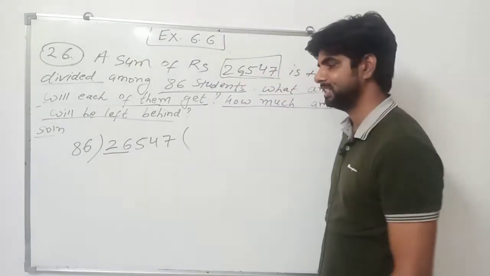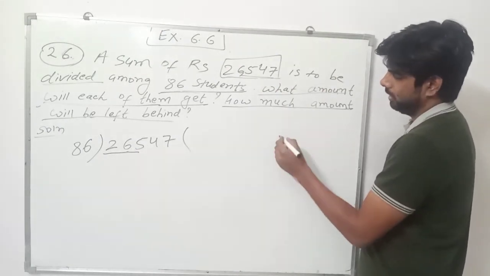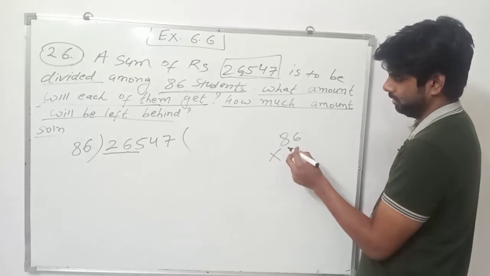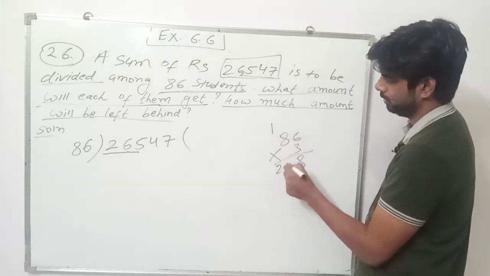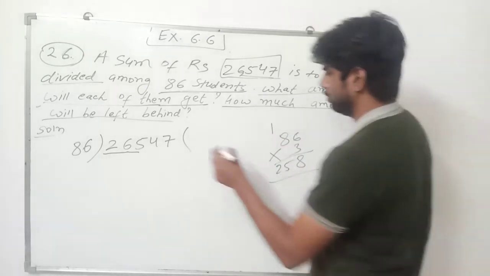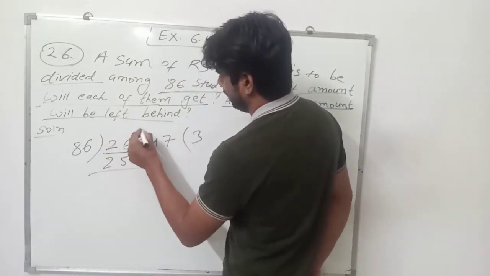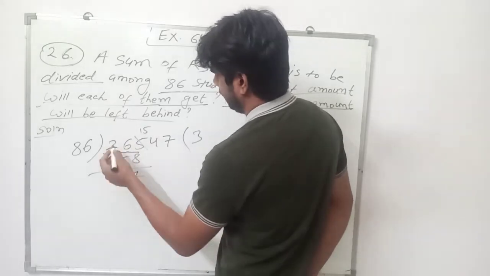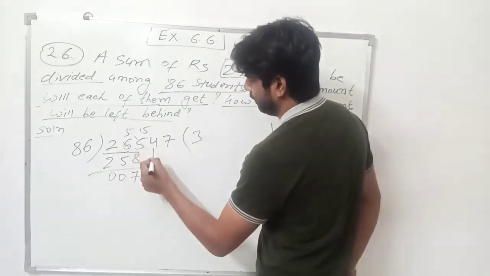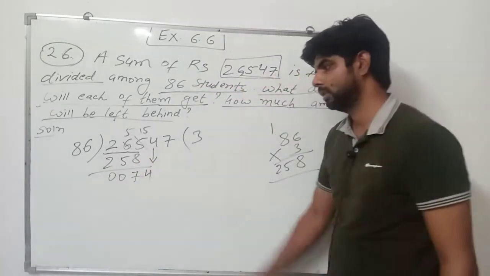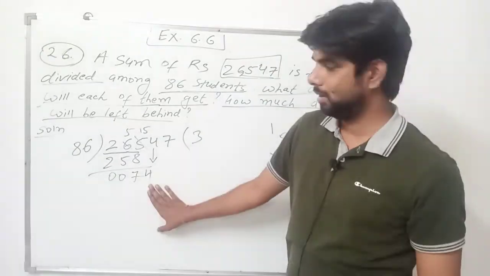Here 26 is smaller than 86, so we have to take 3 digits, that is 265. Now let's multiply 86 by 3. 3 6s are 18, carry 1, 3 8s are 24, plus 1 is 25, that is 258. So 86 times 3 is 258. Now subtract: that is 15, 8 minus 5 is 7... and we get 7. Now we have to put down this 4. Now this is 74, and this is 86, so it is not divisible by 86.